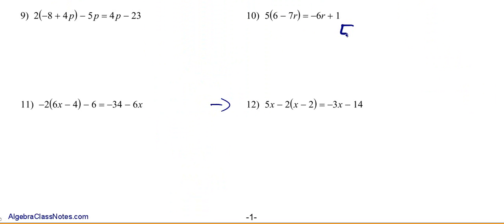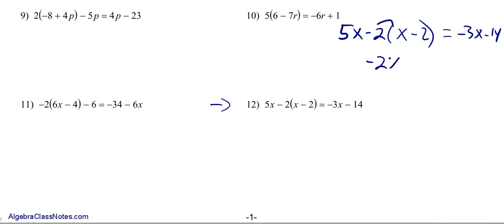I want to start it out up here. So you got 5x minus 2 times the quantity of x minus 2 is equal to -3x minus 14. So we're going to distribute first. -2 times x is -2x. Negative times a negative is a positive, so I'm going to go ahead and write my positive sign down first. Put this 5x here, so you got 5x minus 2x plus 4.